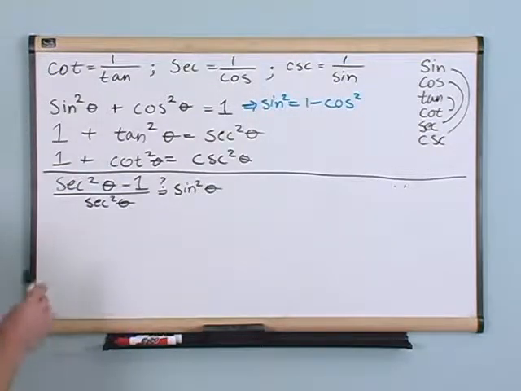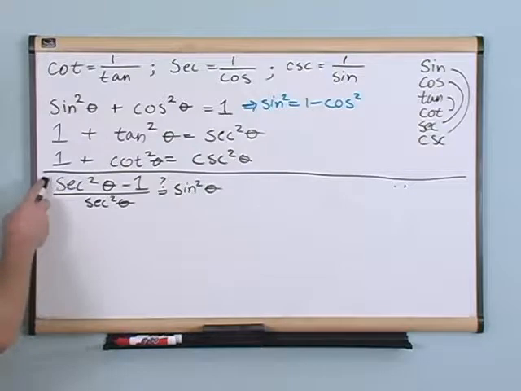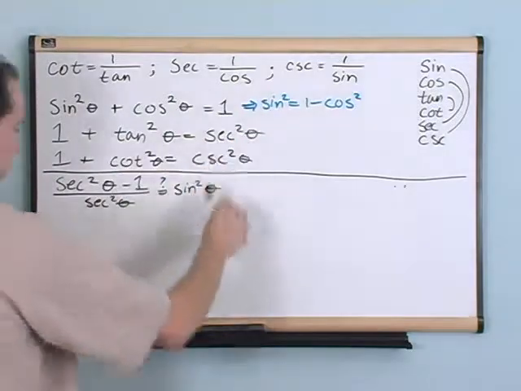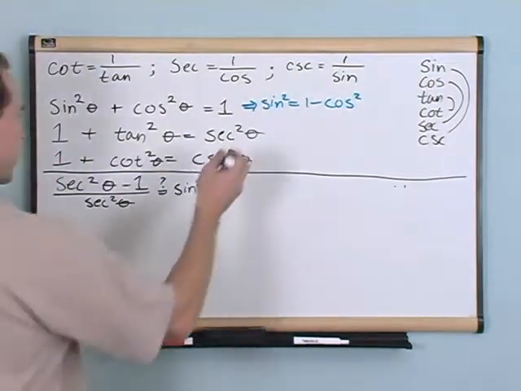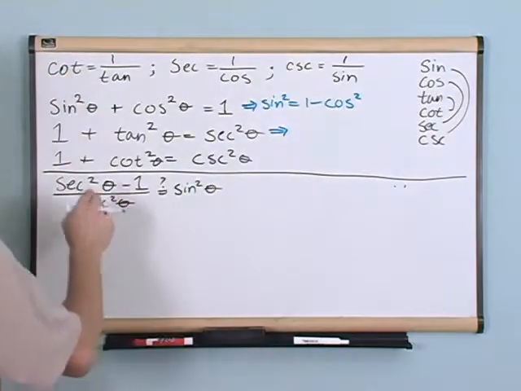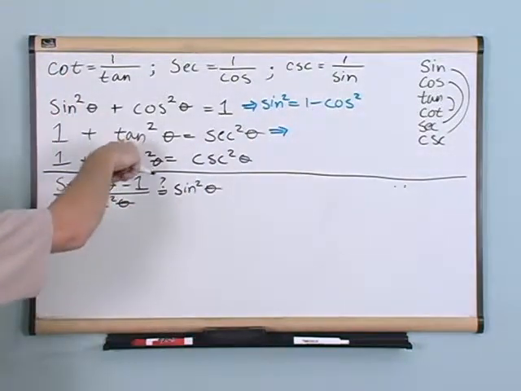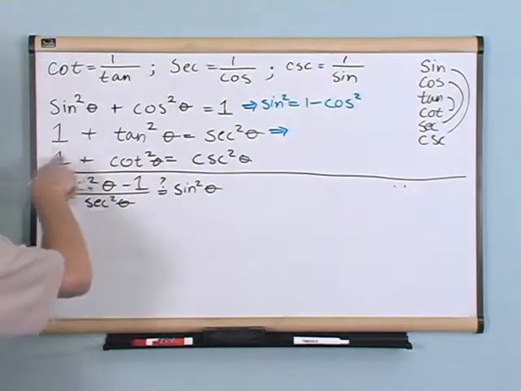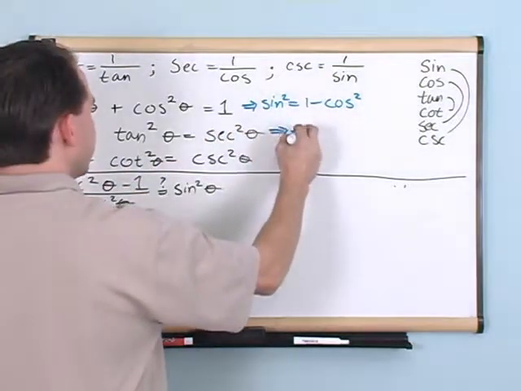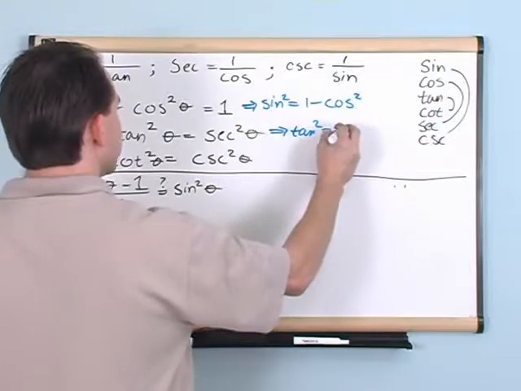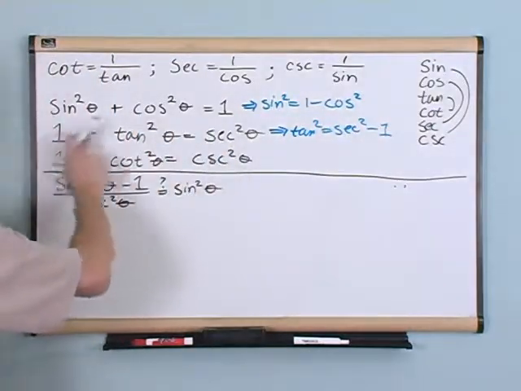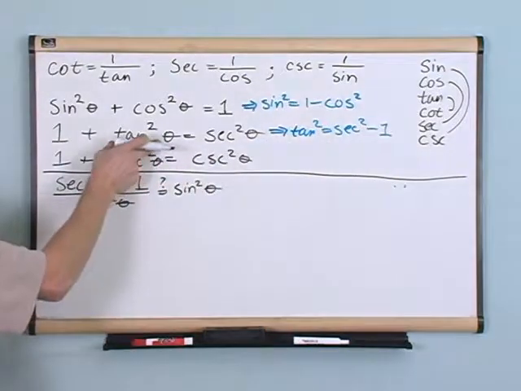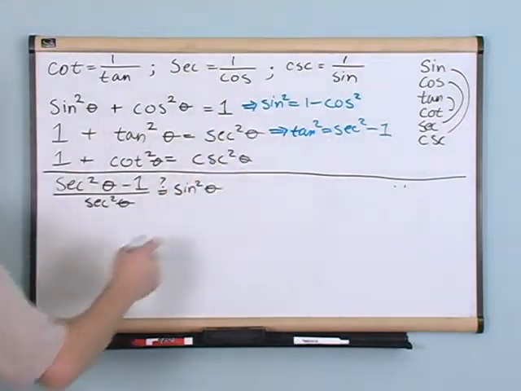But the first thing you should really look for is the fact that I have this secant squared minus 1. This starts to look a whole lot like this, because if you look over here, I think you'll be able to convince yourself that if I solve this equation for tangent squared, I'll just subtract this 1 from both sides. Tangent squared is equal to secant squared minus 1. And I'm just getting this from this identity here. This is nothing new. Solve for tangent squared. Subtract 1 from both sides.